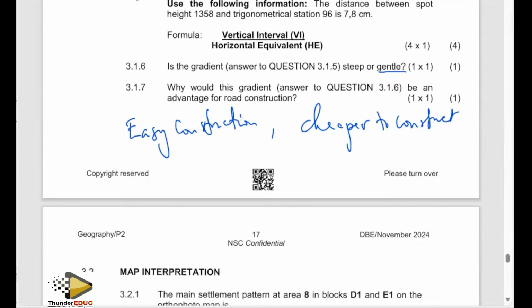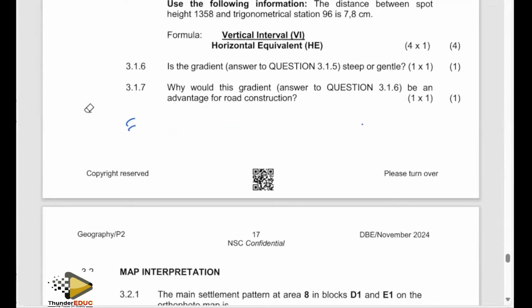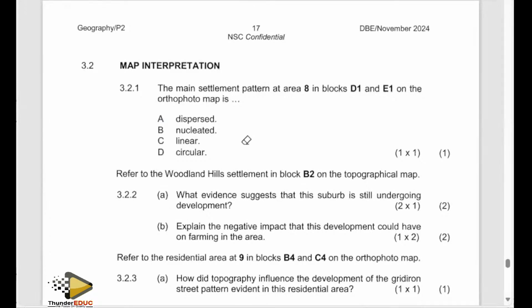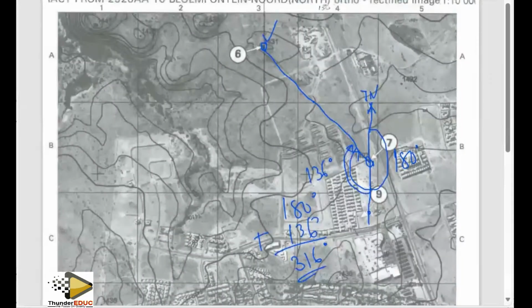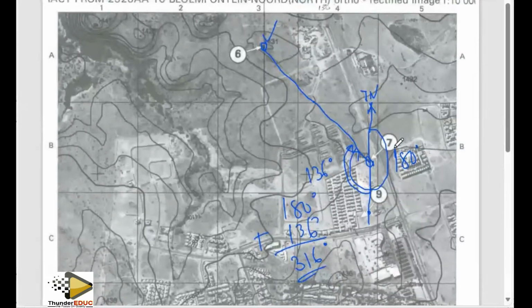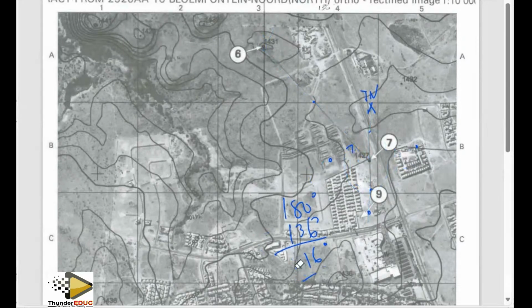Right, then we go on to map interpretation. We are now moving on to the next question, where we are relating our theory to the map work. Right, the first question 3.2.1. The main settlement pattern at area 8 in block D1 and E1 on the orthophoto map is, right, let's check the orthophoto map. We are looking at area 8, right, on the orthophoto map. Let's go to our area 8. Right, let me quickly erase these workings here in the markings.